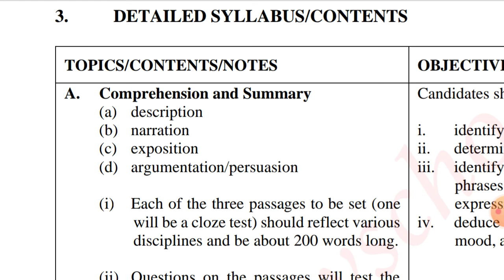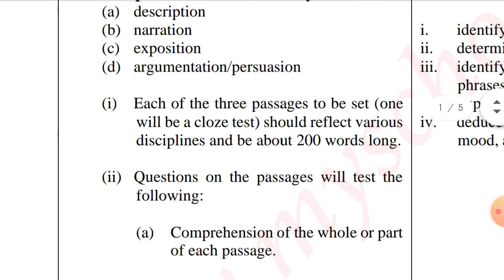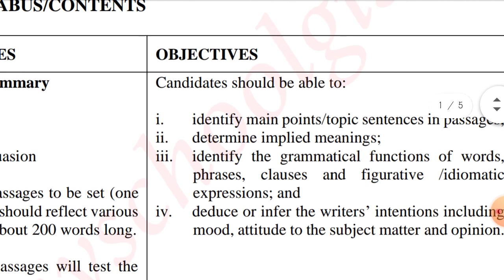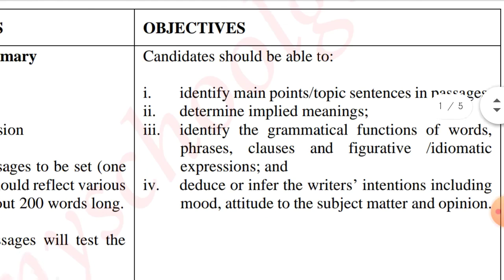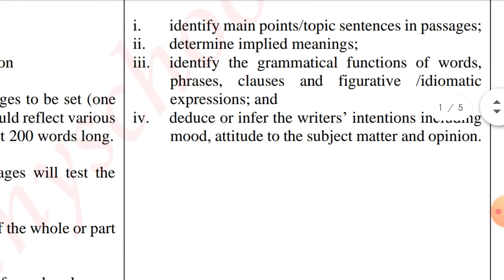So JAMB will direct you on description, narration, exposition, argumentation, and persuasion. Each of the 3 passages to be set, one will be a closed text, should reflect various disciplines and be about 200 words long. Look at what they explain. They will give you a passage and they will expect you to identify main topics, sentence in the passage, identify implied meaning, identify the grammatical function of words, phrases, clauses, figurative, idiomatic expression, deduce and infer the writer's intention, including mood, attitude of the subject matter, and opinion.